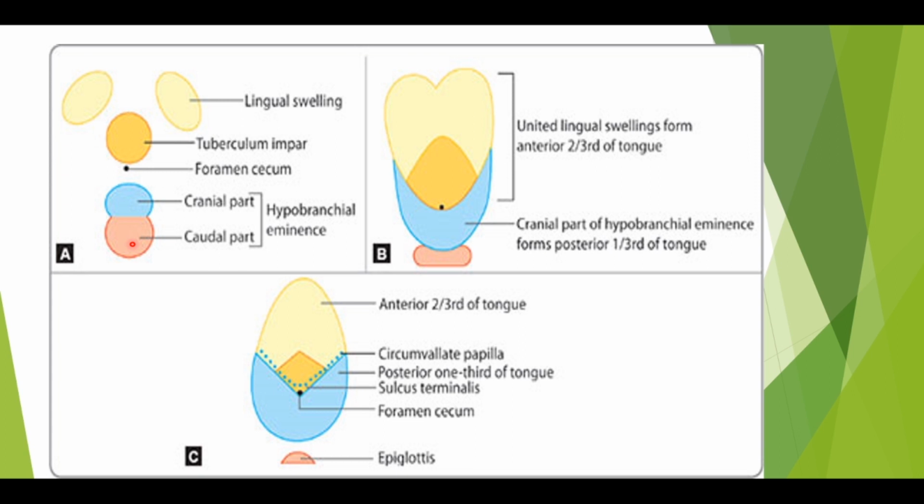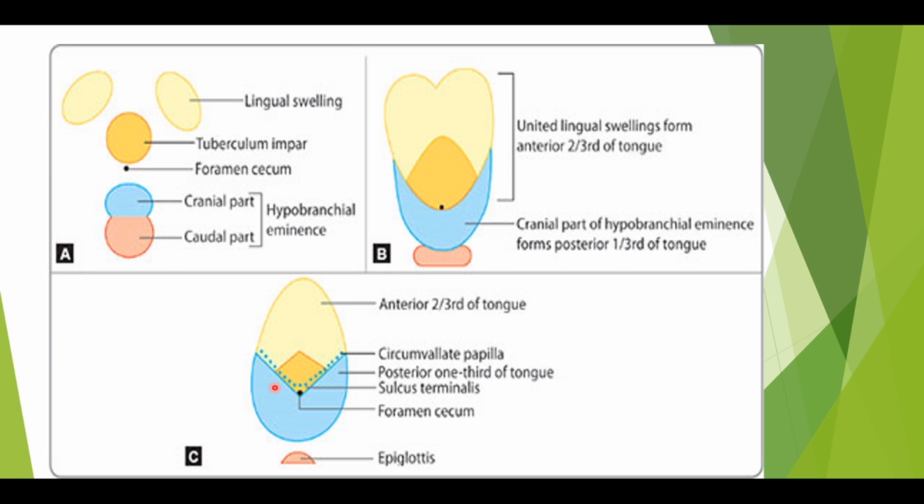Now, when the fusion takes place, these two lingual swellings, they grow and fuse with the tuberculum impar to form the anterior 2/3 of the tongue. As you can see here in the diagram, this is the anterior 2/3 of the tongue derived from the lingual swellings. Tuberculum impar is present as such, but it is not contributing to the formation of tongue. Then there is foramen cecum that forms a demarcating line between the anterior 2/3 and posterior 1/3.